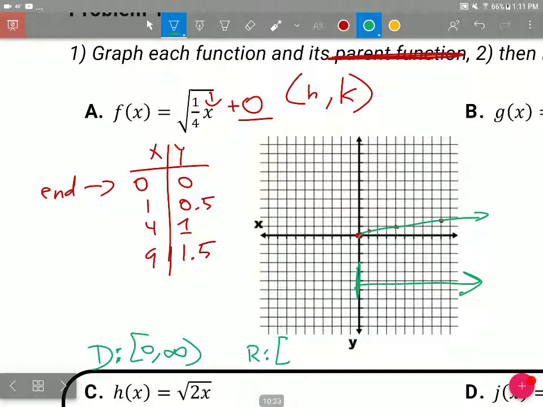Where's the endpoint for the range? Your y value? 0. And which way does it go, up or down? Up. All right, so it's also from 0 to infinity. They happen to be the same, but they won't always. Okay? I'll go ahead and erase those. And that's what it asked you for.